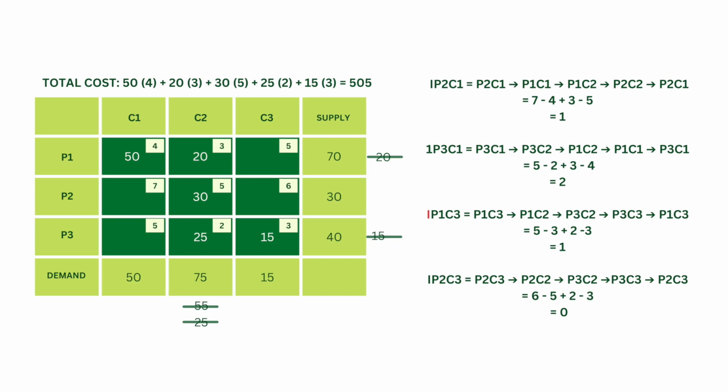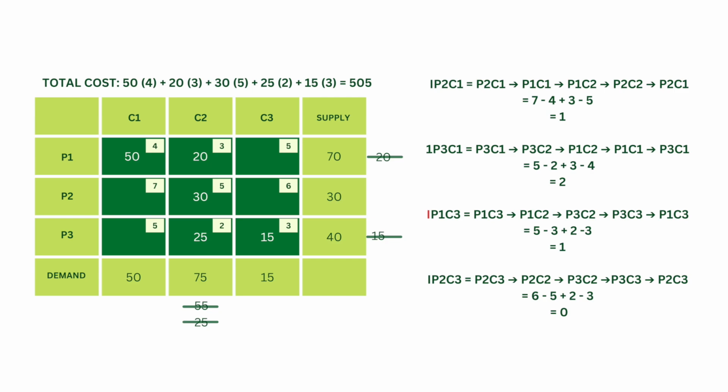P2C1 is equal to P2C1, P1C1, P1C2, P2C2, and P2C1, or equals 7 minus 4 plus 3 minus 5 is equal to 1. P3C1: P3C1, P3C2, P1C2, P1C1, then P3C1, or equal to 5 minus 2 plus 3 minus 4 equals 4.